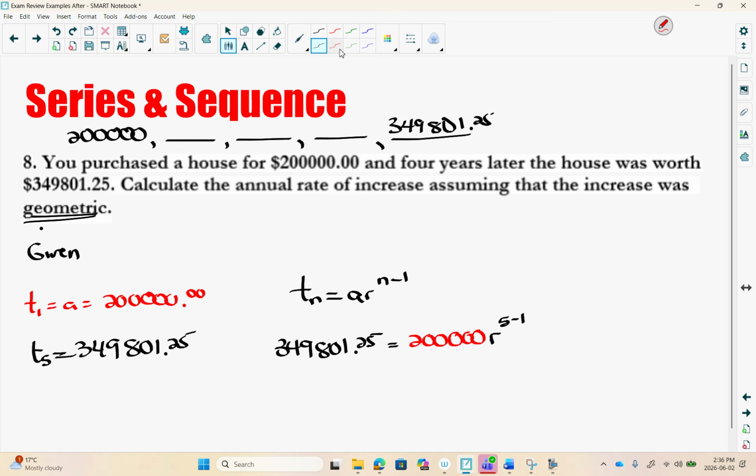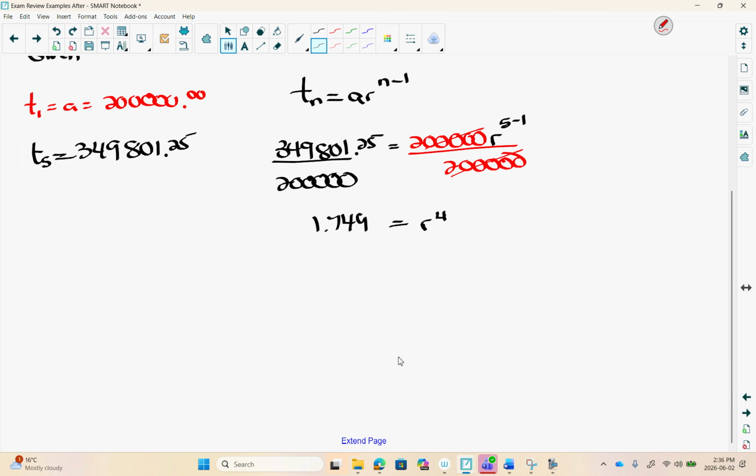So I'm going to divide both sides by 200,000. Those would go away. It would leave an R to the 4th on the right side, and 349,801.25 divided by 200,000. That gives me 1.749 00625. I'll stop there. 4 decimal places is good. You could leave the whole thing in.